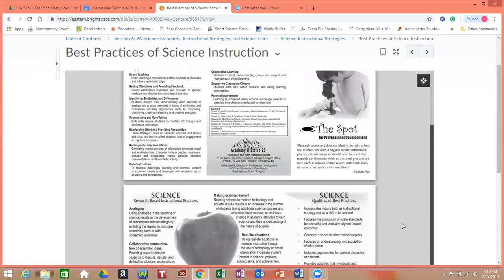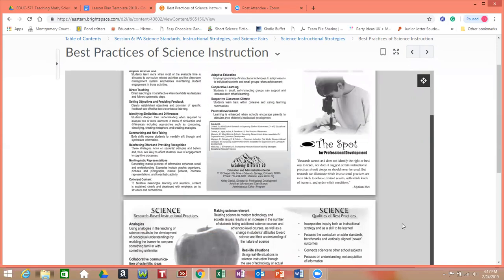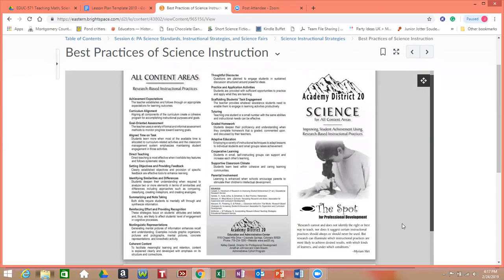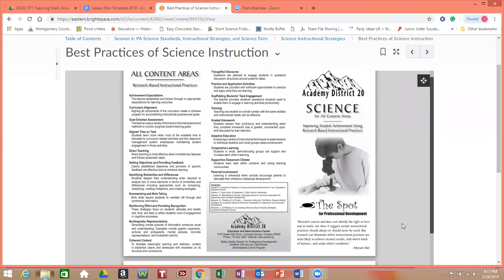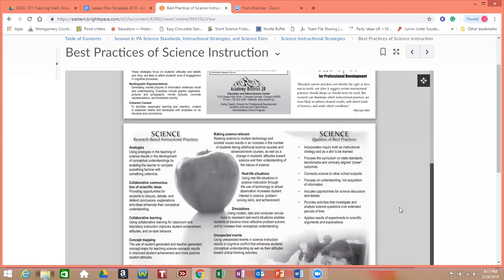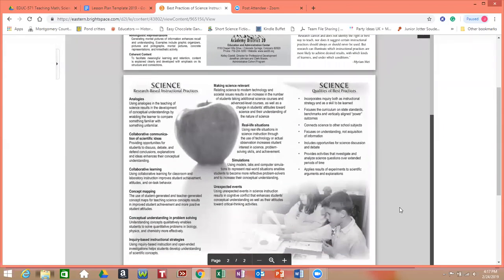So again, going back to your students' needs and meeting them where they're at will help you to determine which instructional strategies you would be using. On the second page here, they talk specifically about science. So they highlight some ways that you can effectively teach science in the classroom.